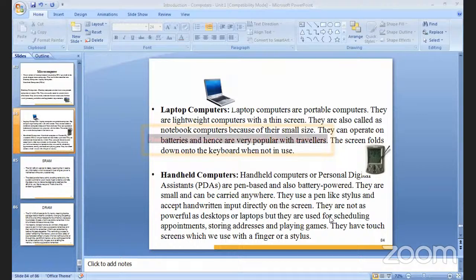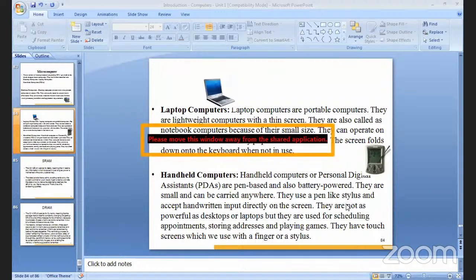One more is handheld computers. Handheld computers, or personal digital assistants, work based on a pen, and they are also battery powered. We can see these are all small, and they can be carried anywhere.